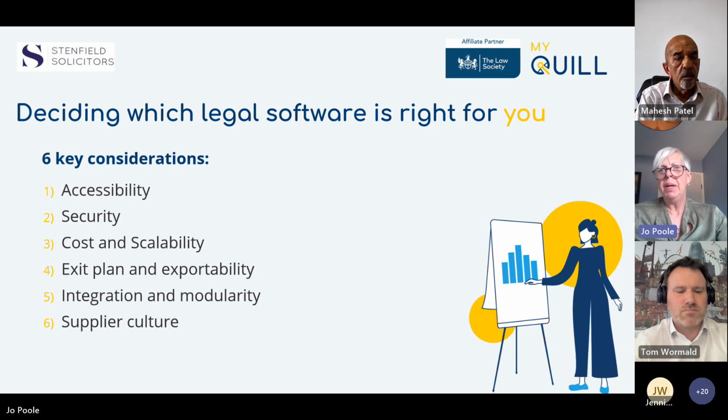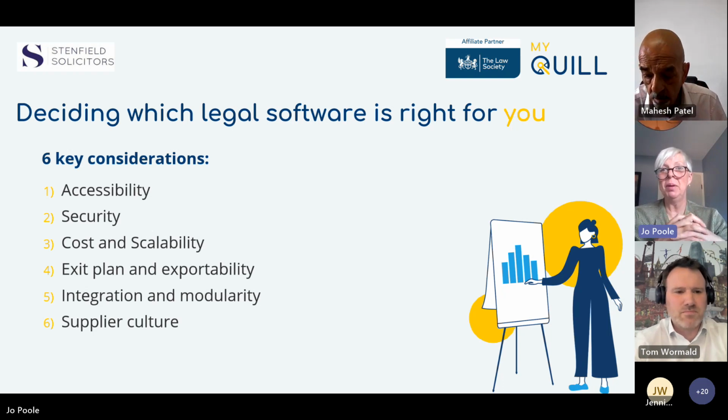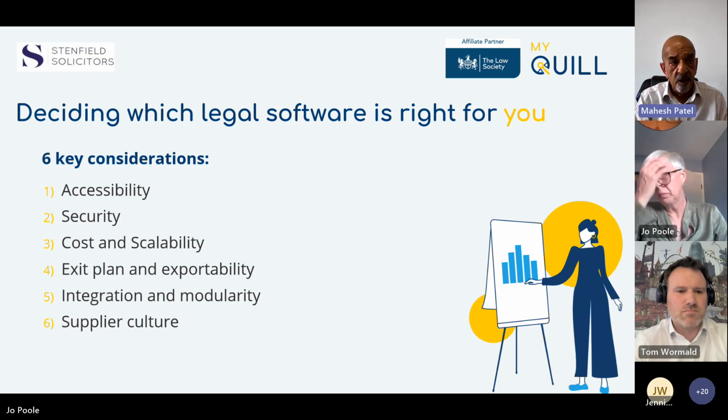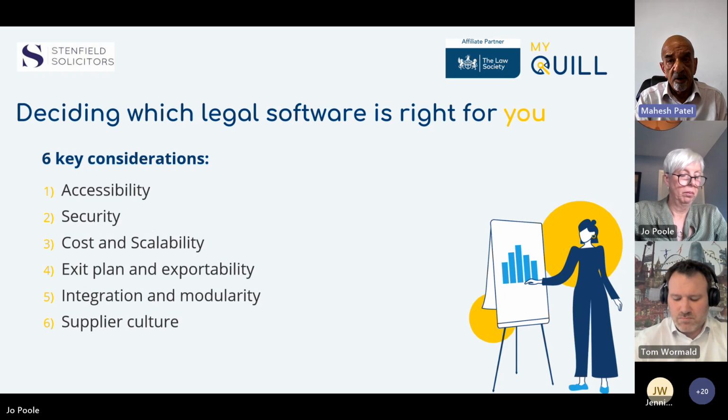But going back to Mahesh, before I go on too much about that, how did you ultimately make up your mind on who you wanted to go with? Right, so my first port of call was Law Society recommended software providers. There are a lot on there, so I did spend some time going through them, then whittled it down to 5. I know you said 3, but whittled it down to 5, and then had demos with those 5 potential providers.